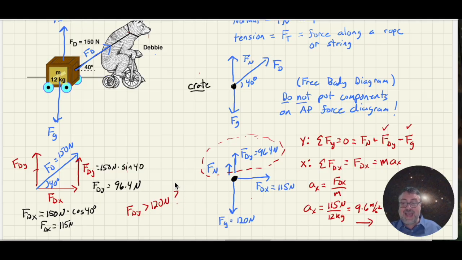Well, in that case, our observation about the acceleration being 0 in the vertical direction would be incorrect. If Debbie pulled so hard that the y component of her force was larger than the weight, the crate would actually lift off the ground. And at that point, you would have no normal force. So an interesting observation is that the point at which the box would actually be lifted up is when this normal force becomes so small that it becomes 0.